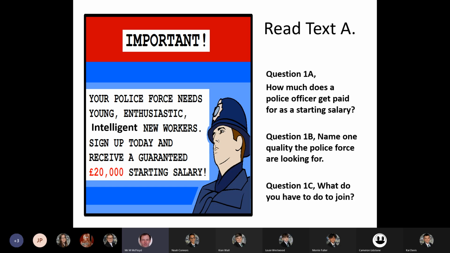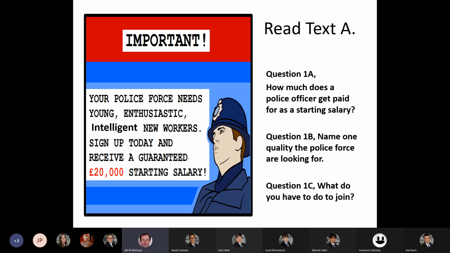In the test then, although Noah clearly understands the text, he would not get a mark. If he did add the pound sign, he would have got a mark for that question. Thank you for the 3 students who responded, helping each other out. Kian, could you now look at question 1B? Name one quality the police force are looking for, and could you give your answer in the chat, please? If you're working from home, if you were in the lesson, you would write your answer on your paper.